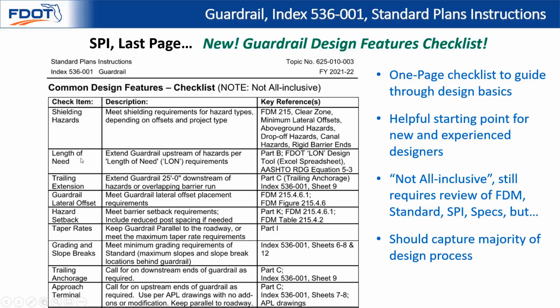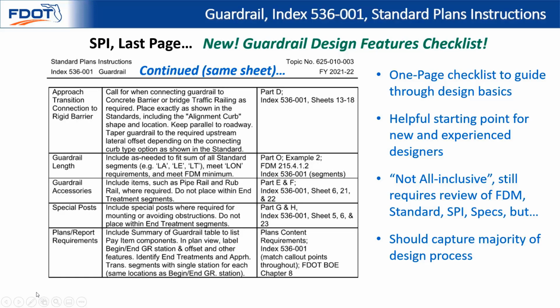And then we start going through the typical design process where you need to understand length of need, where to look for that, what to do on the trailing end of the barrier, how far to extend it past the hazard, guardrail lateral offsets from the roadway, and where to look in the FDM for that, hazard setback behind the barrier, taper rates of the barrier, the grading around the barrier, what trailing anchorage to use, what type of approach terminal to use.